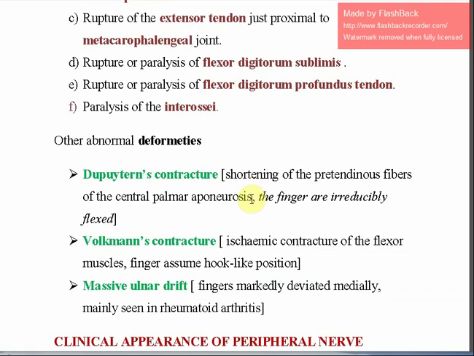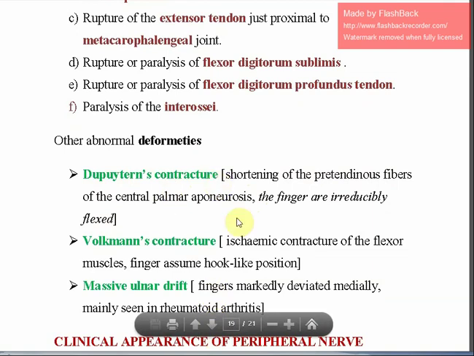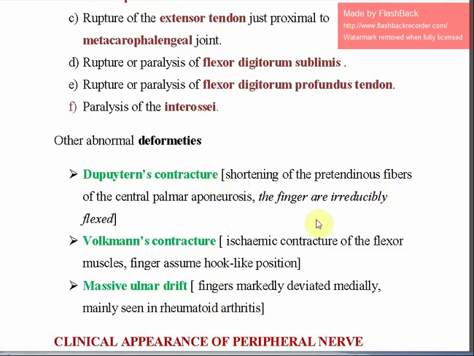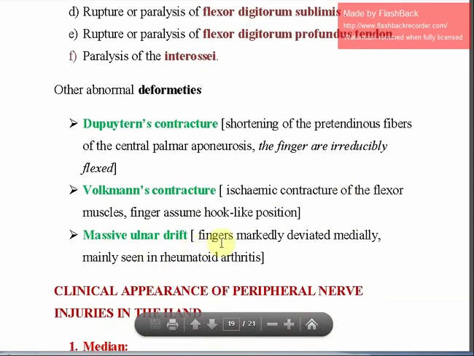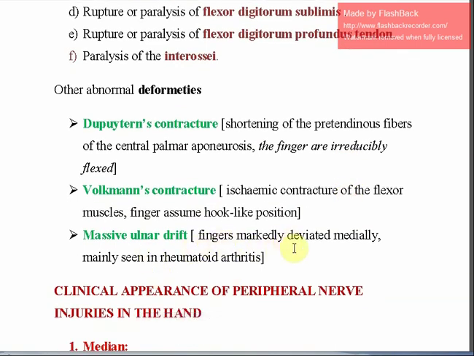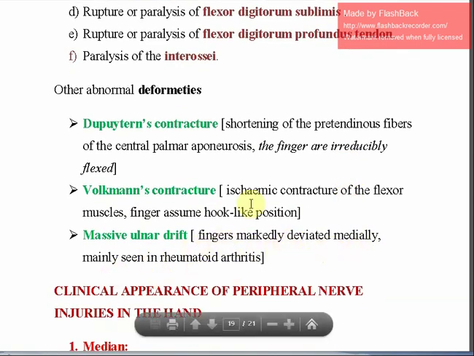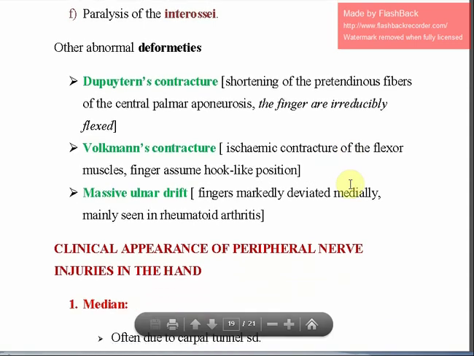Other abnormal deformities are, like I described before, Dupuytren's contracture, shortening of the pretendinous fibers of the central palmar aponeurosis, where the fingers are irreducibly flexed; Volkmann's contracture, that is the ischemic contracture of the flexor muscles, where the fingers assume a hook-like position; and massive ulnar drift, where the fingers are markedly deviated medially, mainly seen in rheumatoid arthritis.